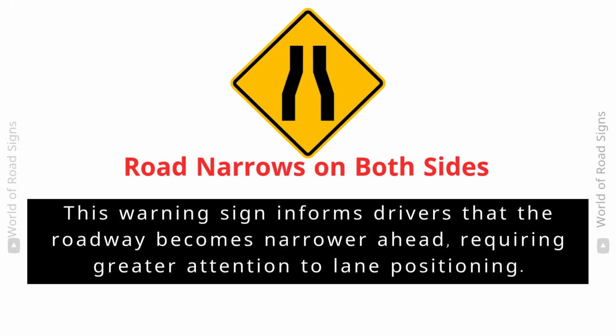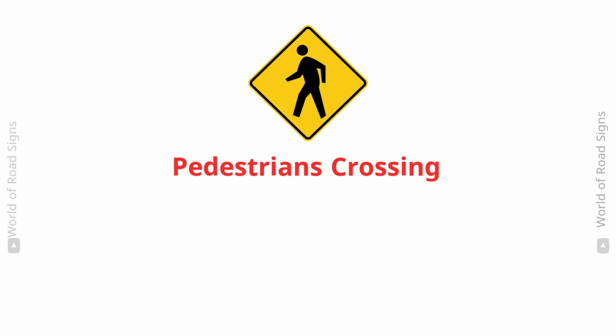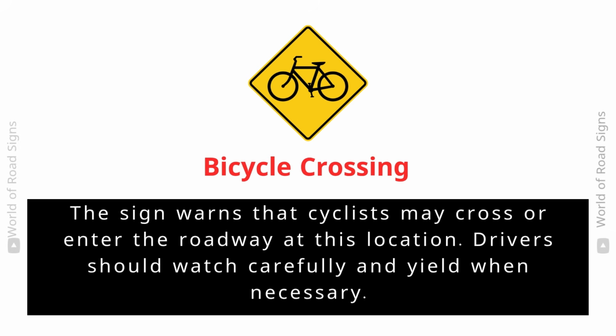Road narrows on both sides. This warning sign informs drivers that the roadway becomes narrower ahead, requiring greater attention to lane positioning. Pedestrians crossing. This road sign alerts drivers that pedestrians may be crossing the roadway. Extra caution and reduced speed are recommended. Bicycle crossing. The sign warns that cyclists may cross or enter the roadway at this location. Drivers should watch carefully and yield when necessary.